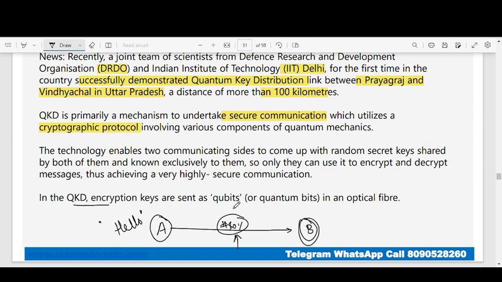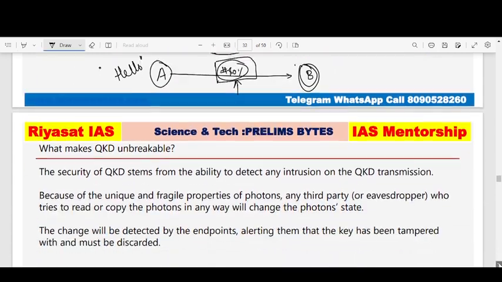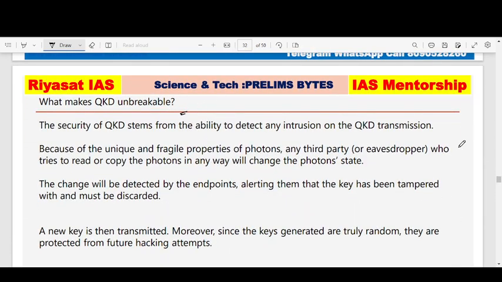And this encryption is being done using qubits or quantum bits. Very important. Clear? Qubits or quantum bits. They are having random secret keys, as I told you, that this is being encoded, and only A and B have the key to decode it and read the message. Clear? So basically, what is the importance of this QKD?